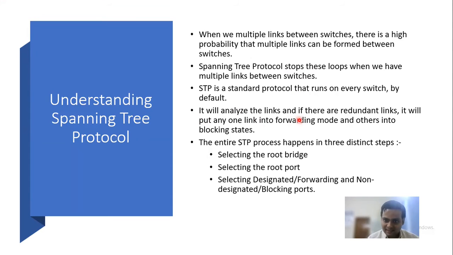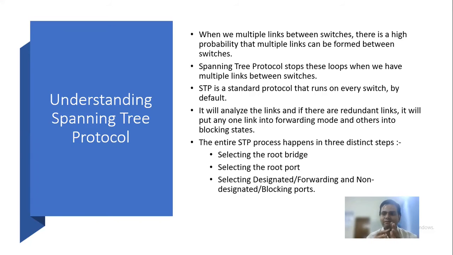It will analyze the links, and if there are any redundant links, it will put one link into forwarding mode and the others into blocking states. Meaning, suppose I want to go from point A to point B, and I'm in a hurry and see two roads before me, I get confused about which one to take. If I can see only one road, that confusion is avoided, and I'll just go ahead with that. This is what the spanning tree protocol does. It does some calculation, which I won't go into much detail of, and finds the best path to reach the main node, the forwarding node.